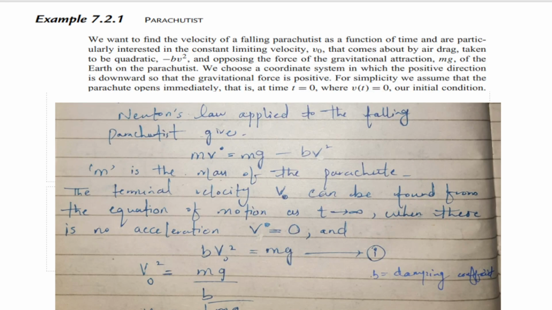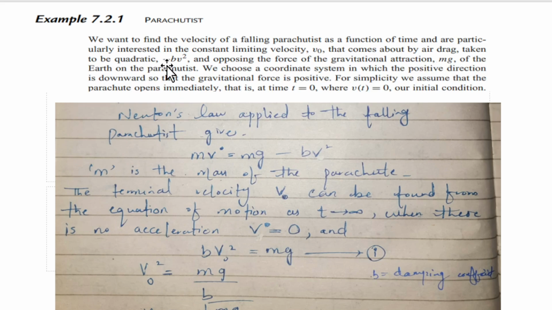Okay, let's start example 7.2.1 of MMP. This is an example of a parachutist. We want to find the velocity of a falling parachutist as a function of time, particularly interested in constant velocity. That comes from air drag.